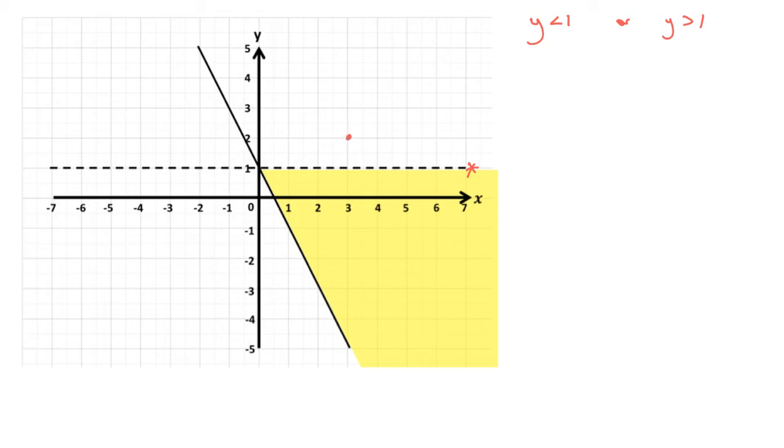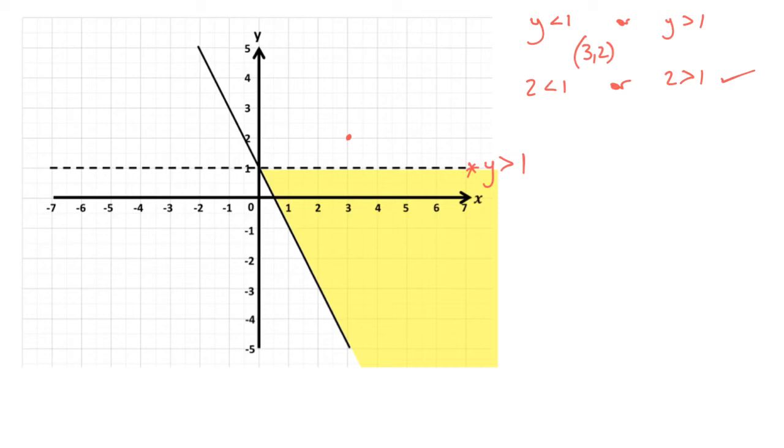so let's pick the point 3, 2, that has a y value of 2. So we've got 2 is either less than 1 or 2 is more than 1. And obviously 2 is bigger than 1, so that's the true one. So the inequality of that dashed line is going to be y is bigger than 1.